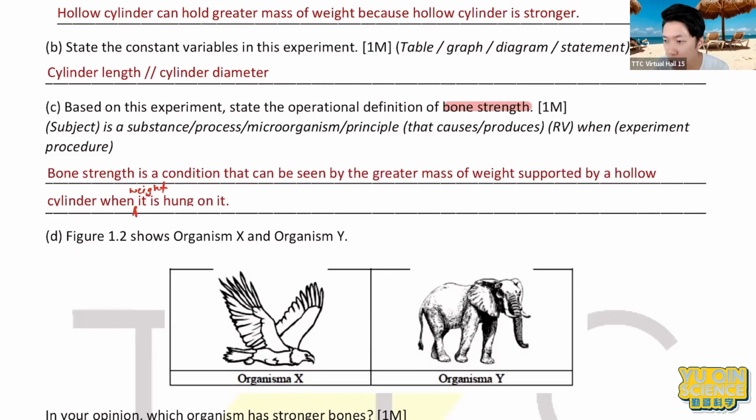Bone strength is a condition that causes heavier mass. Sash, change heavier to bigger mass or greater mass. We don't write heavier mass. To be withstood, okay lah. Or heavier mass to be supported sounds better though. Supported sounds better. When heavier weight is hung on hollow cylinder. Can, no problem. Larger mass, yeah, can. Greater mass, larger mass, can.